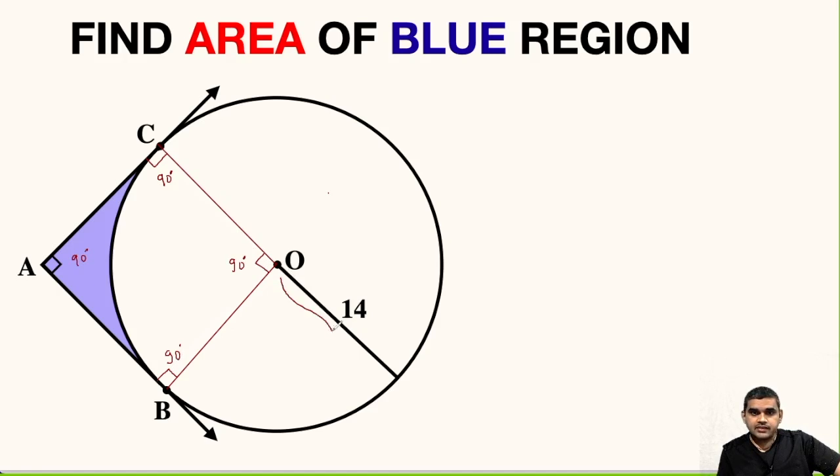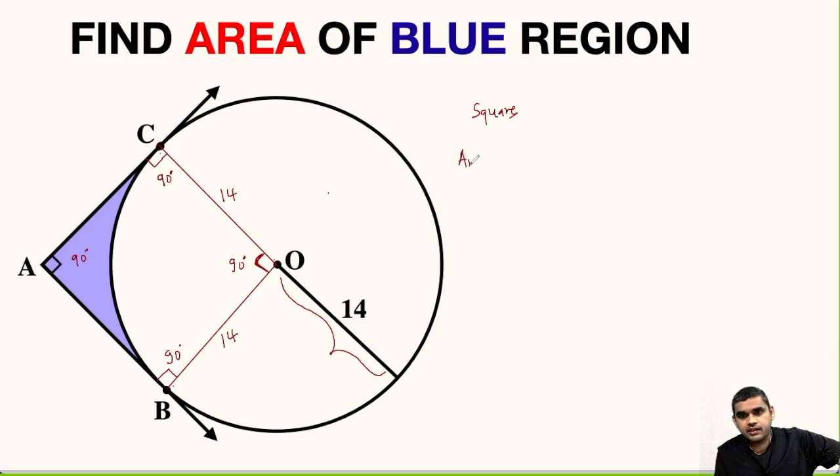Also, the radius is given as 14 units. So O to C, this length is also 14 units, and O to B will be 14 units. In short, we can see that quadrilateral ABOC is a square. Area of this shaded region will be equal to area of the square ABOC minus area of the sector subtending 90 degrees at the center.